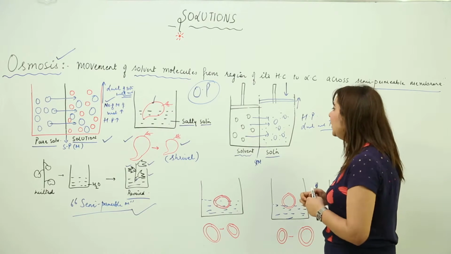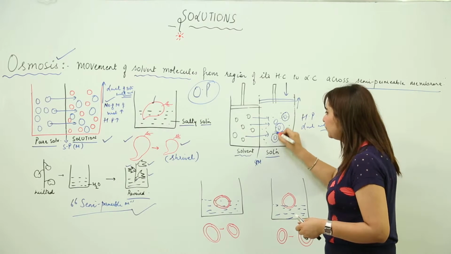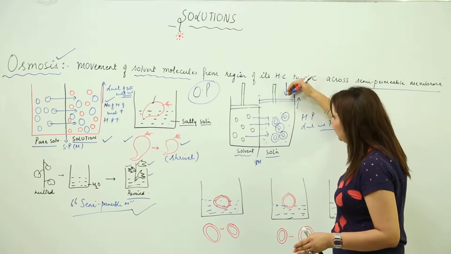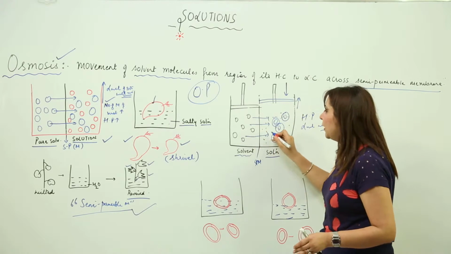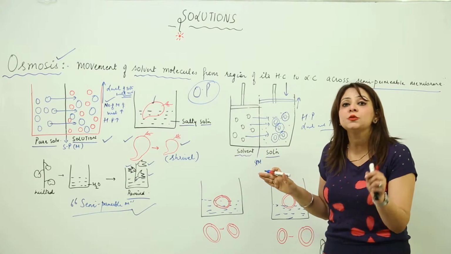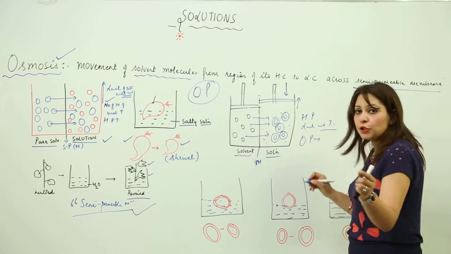Obviously, what is going to happen? These solvent particles will... again I am telling you, if we apply pressure, it won't allow more solvent particles to move from this side to this side. So that means the osmosis will cease now. That is something called osmotic pressure. So what is osmotic pressure?